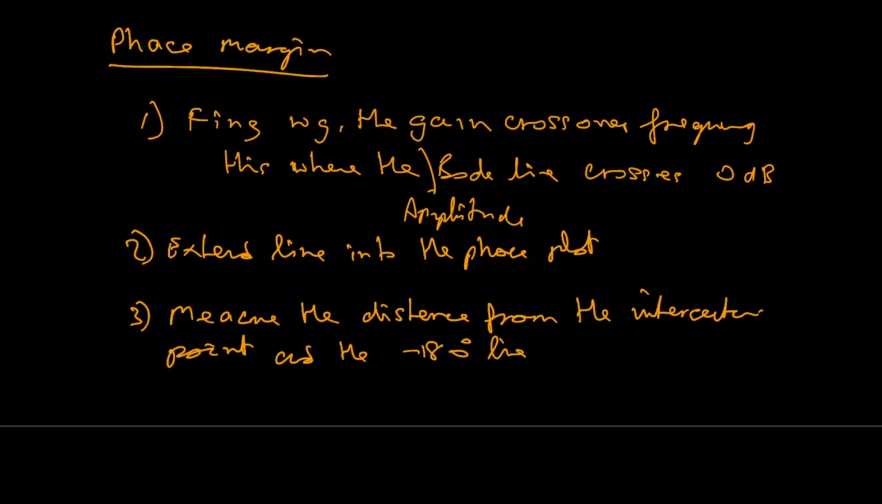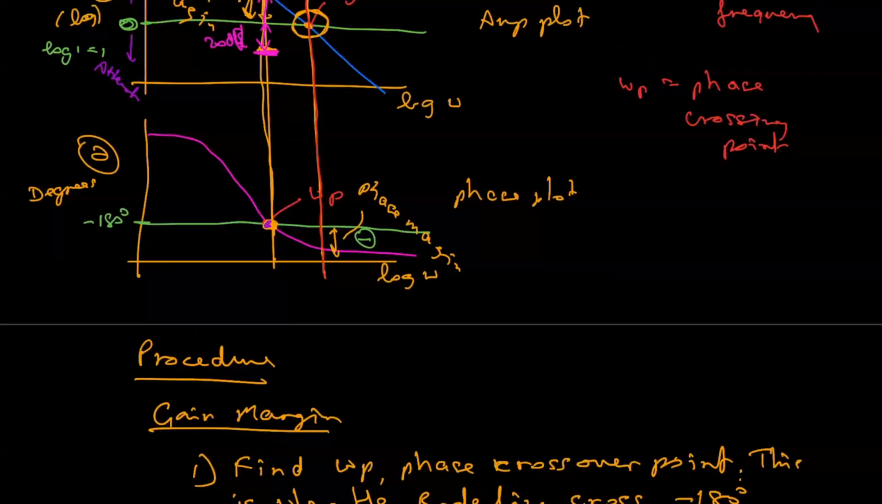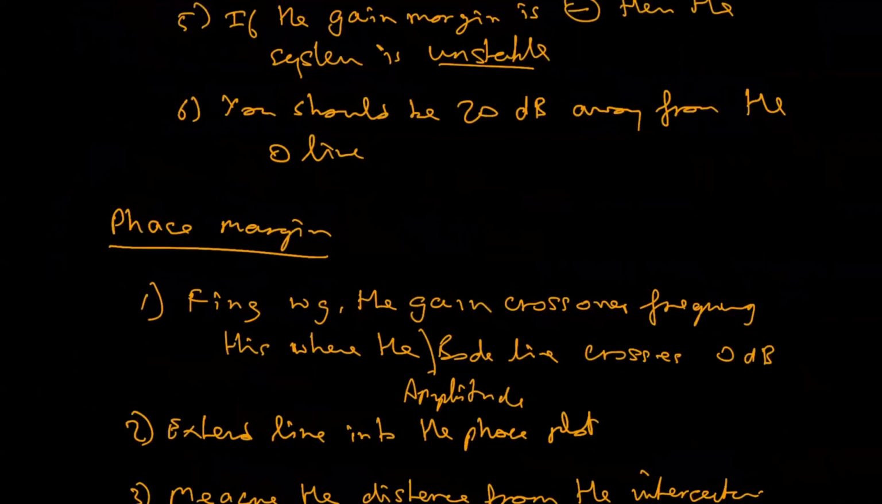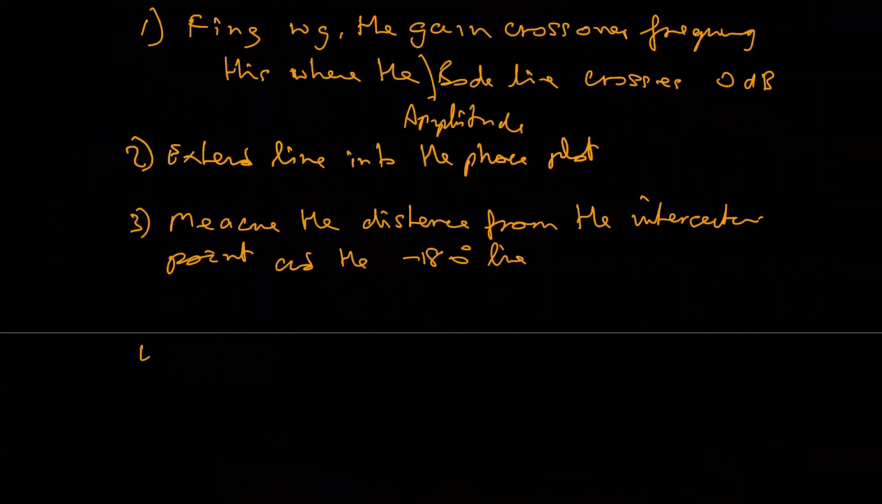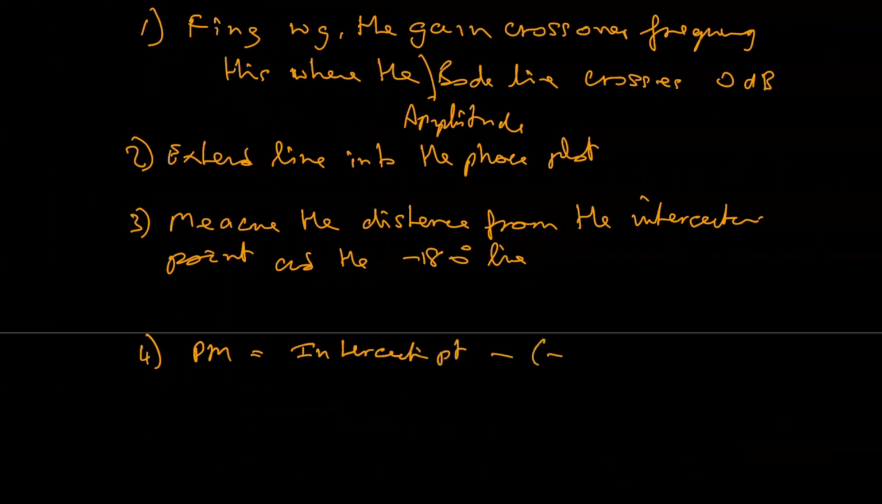The intersection point is this, where the red line intersects the purple line. I need to measure this distance here, and that's my phase margin. The formula to compute this is: phase margin is the intersection point minus 180. So it's basically adding 180.